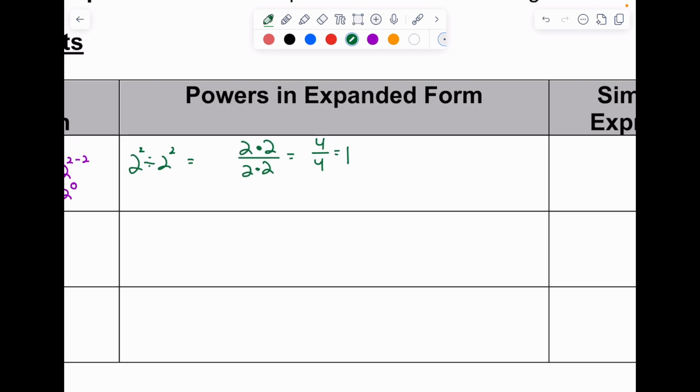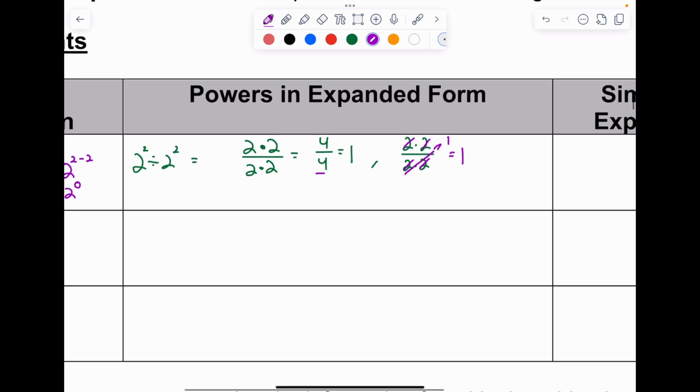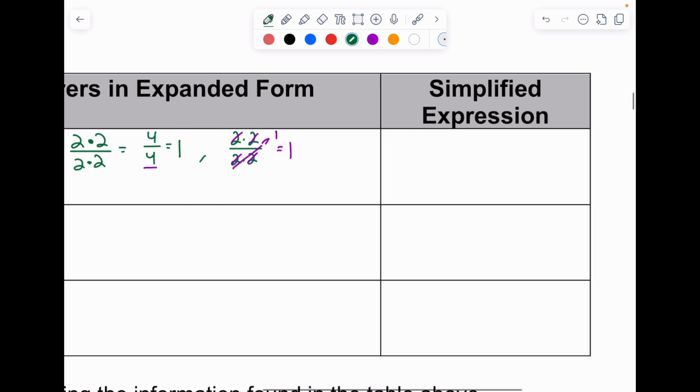Another way of showing this: when you take 2 times 2 and divide it by 2 times 2 and you cross off everything, essentially simplifying, it's not like this equals 0. No, it all goes to a value of 1. You have the same thing on the top, and you're dividing by the same thing on the bottom, and you get a value of 1. So before we create a rule, when you have 2 to the 0, you get 1.